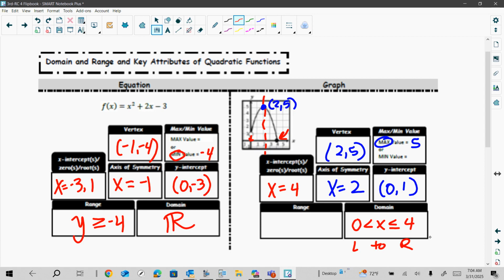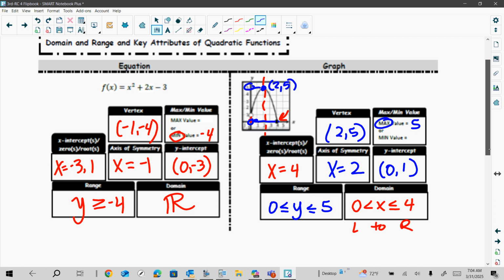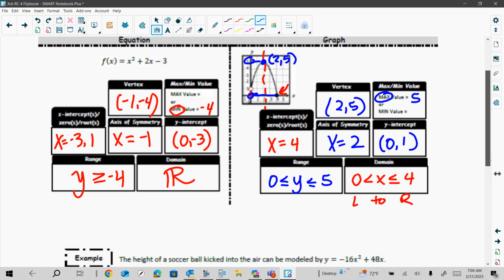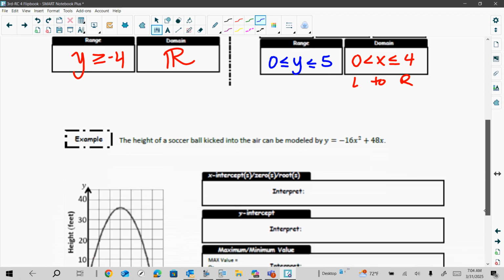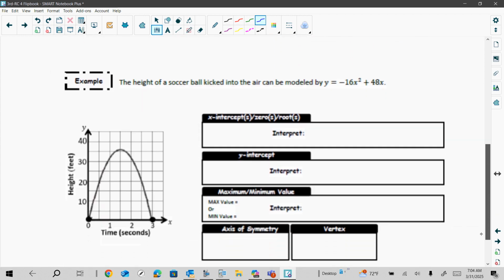Range, we go low to high. So the lowest value is right here on the y-axis. Even though it touches here at 4 on the x-axis, we'll look at the y. It's at 0, and the highest is at 5. So it's 0 is less than or equal to y, which is less than or equal to 5. Okay, so this one was slightly different because it had the open and closed points, which you had to remind you of. Now we're going to apply that with some models.